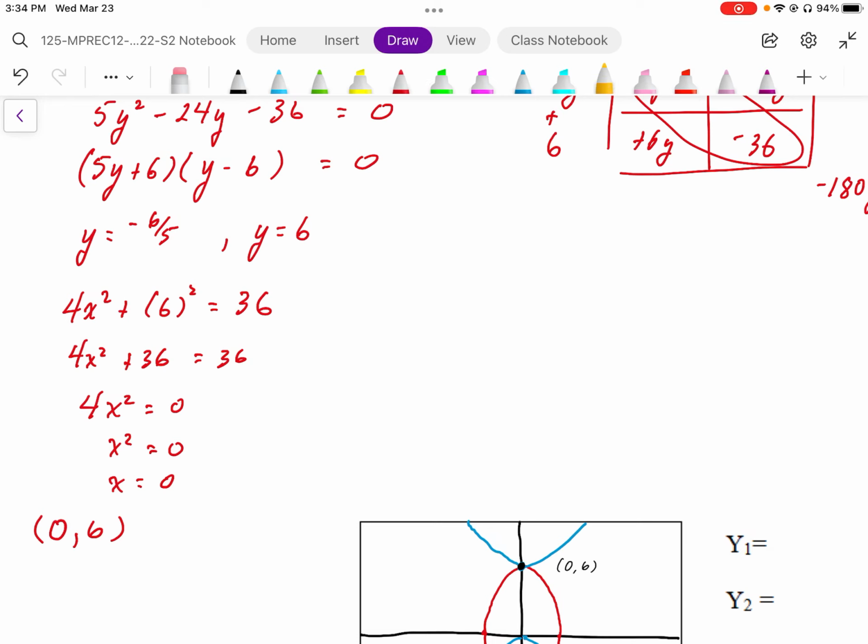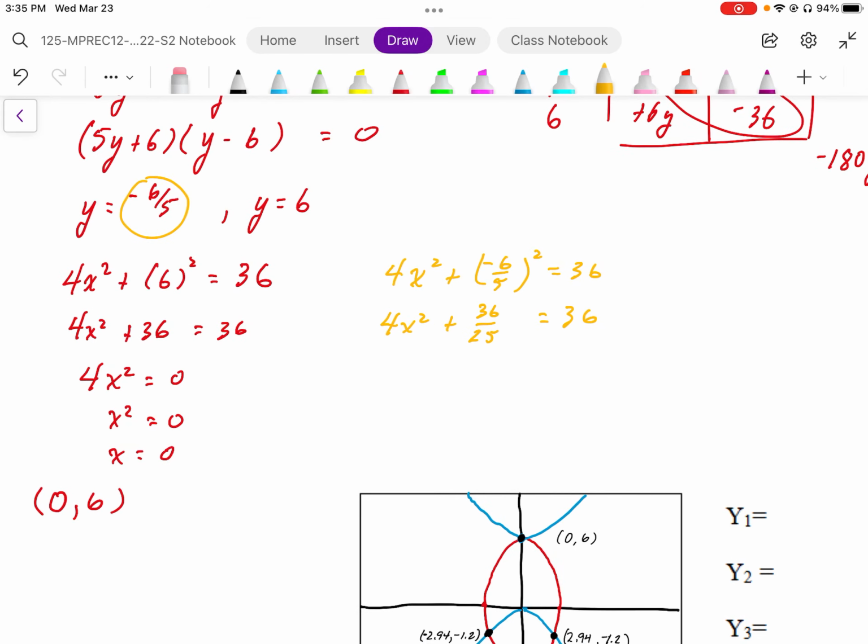Okay, so that's going to be one solution. I'm going to do the other solution in a different color here. So for the other solution, we're going to substitute y equals negative 6 over 5. So we get 4x squared plus (negative 6 over 5) squared is equal to 36. So we end up with 4x squared plus 36 over 25 equals 36. Okay, solving for x, let's divide everything by 4. And so we get x squared plus 9 over 25 is equal to 9.